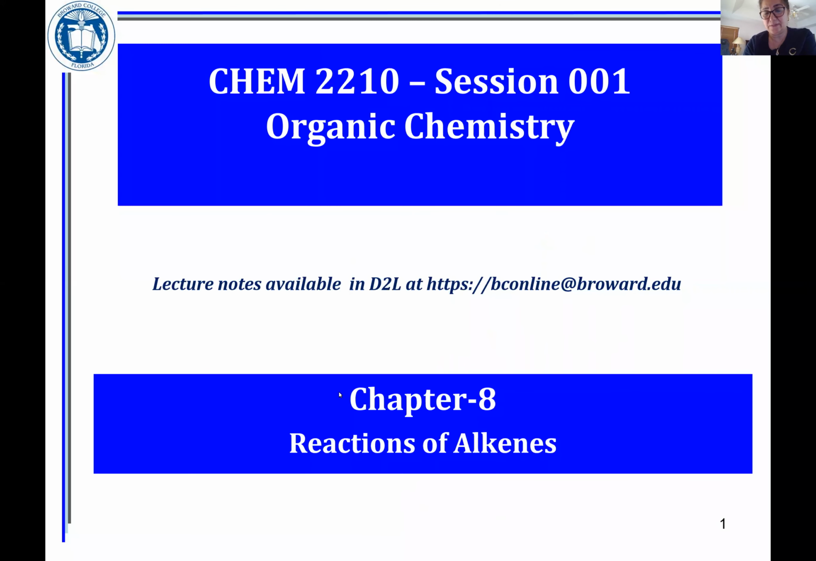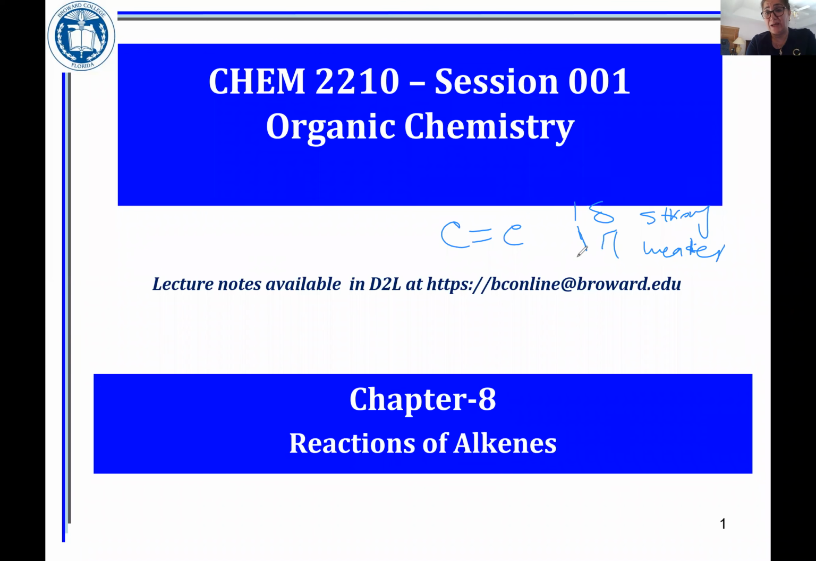Chapter 8 is about reactions of alkenes. So we learned about alkenes. We learned about the functional group, a C=C double bond, where we have one sigma bond and one pi bond. We also know that the sigma bond is strong and the pi bond is a weaker bond.